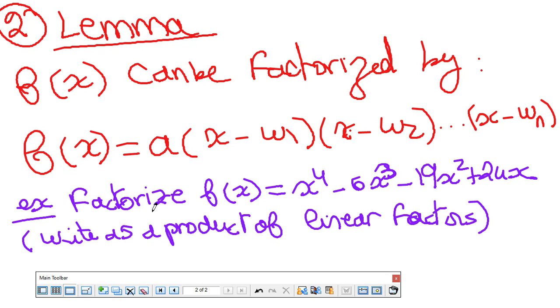So the question is to factorize f of x equal x4 minus 6x3 minus 19x squared plus 24x. Sometimes when I say factorize like this, it's a vague question. I need to write it as a product of linear factors. It means each factor should be degree 1. So it's not enough to just have a product of two factors, but each factor should be linear. It comes from the word line. It means it should be degree 1. So let's take this example and try to do it.